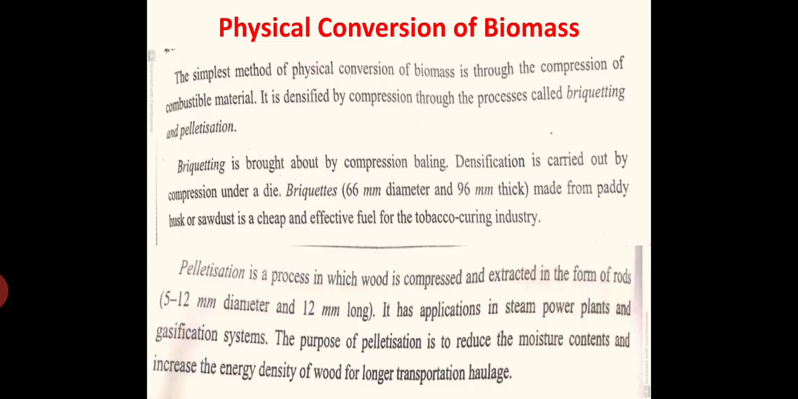The simplest method of physical conversion of biomass is through the compression of the combustible materials. It is densified by compression through the processes called briquetting and pelletization. So briquetting is brought about by compression balling.